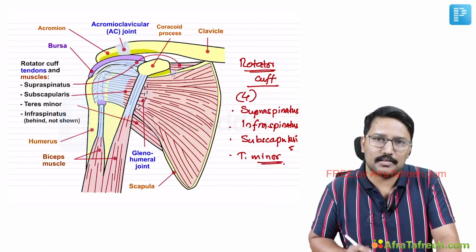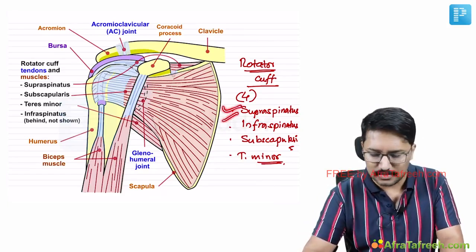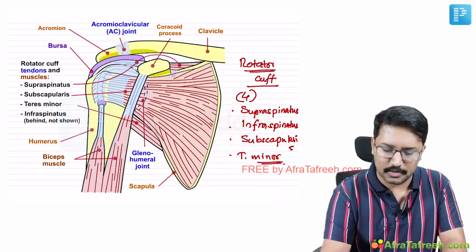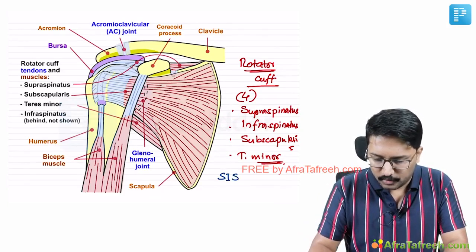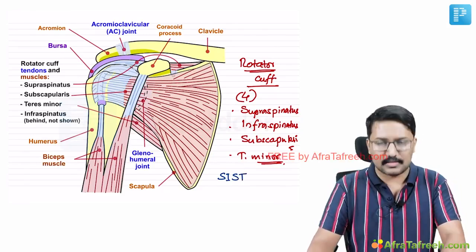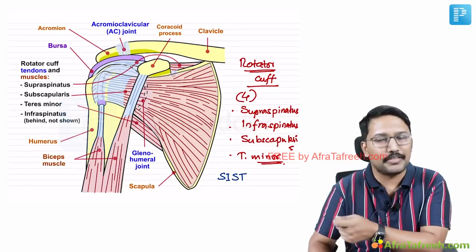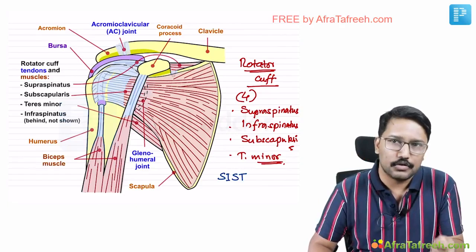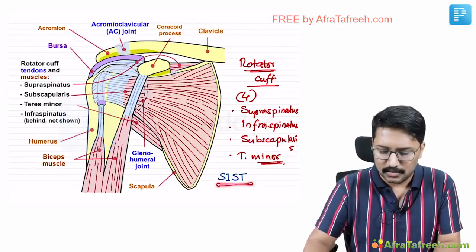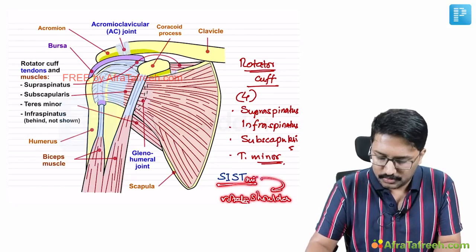MCQs have been asked in the INI-SS: which of the following is or is not a component of the rotator cuff, right? So knowing this is important for us, and we can easily remember this with a mnemonic, SIST, S-I-S-T. The mnemonic is: your minor sister rotates your shoulder, right?